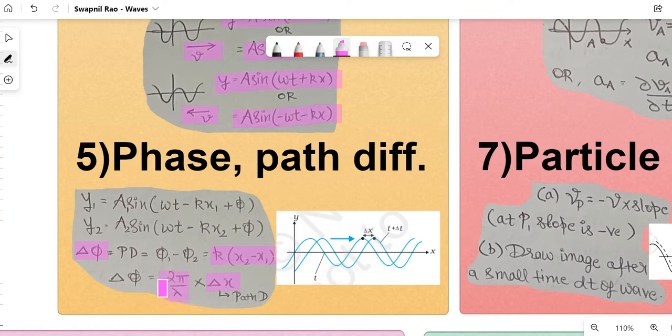So this is the second equation, where k is nothing but this, and the entire term x2 minus x1 is the path difference, and this is obviously the multiplication symbol, because over here I put a bracket and over here a multiplication symbol. And this is the diagram. You can just go through the diagram.